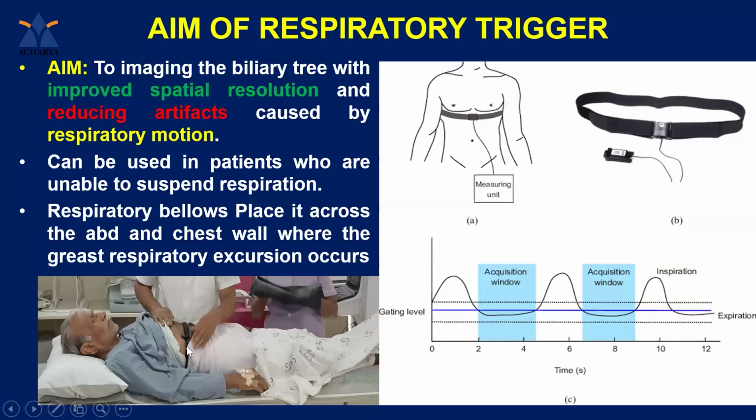Some sequences depend on the respiratory movements. The aim of the respiratory trigger is to improve the spatial resolution and reduce the artifacts caused by respiratory motion. It can be used in patients who are unable to suspend respiration. We go for the respiratory trigger method.